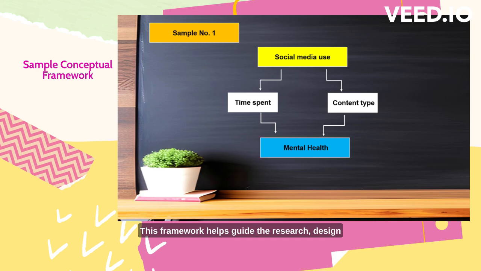This framework helps guide the research design and analysis by focusing on specific variables and their relationships. For example, researchers might use surveys to gather data on participants' social media use, including the time spent and the type of content consumed. They could then compare these variables to mental health measures, such as anxiety or depression symptoms, to see if there is a correlation between social media use and mental health outcomes.